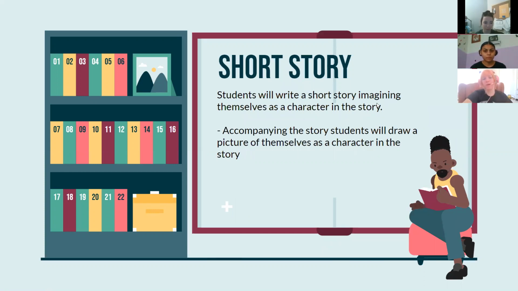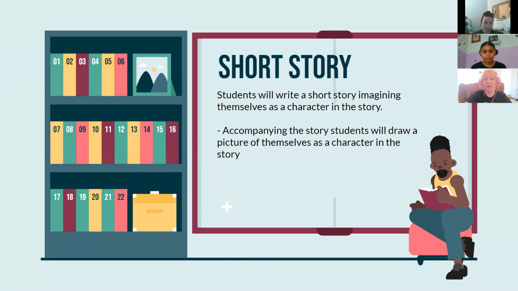So here we have some examples of different kinds of reading responses. The first being short stories, where the students will write a story, imagining themselves as a character in the story. And then accompanying the story, students have the option to draw a picture of themselves as the character in the story. We were initially thinking, for example, with a book like Harry Potter, students could write a story about what their favorite class was, what house they would be in, and then they would imagine themselves in that world.